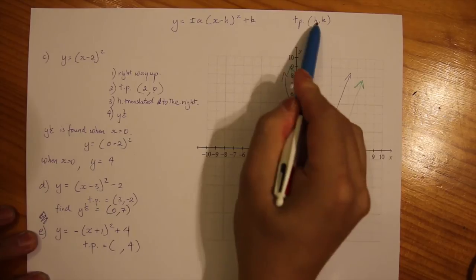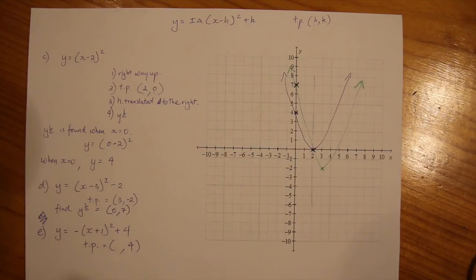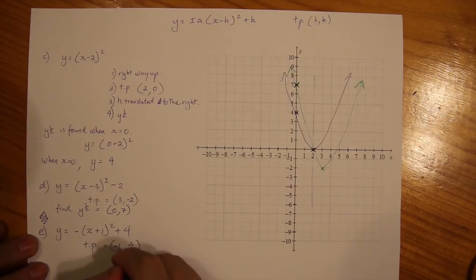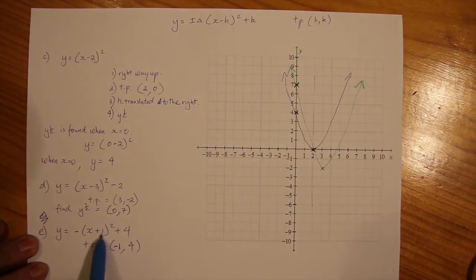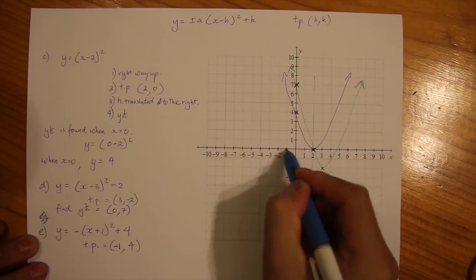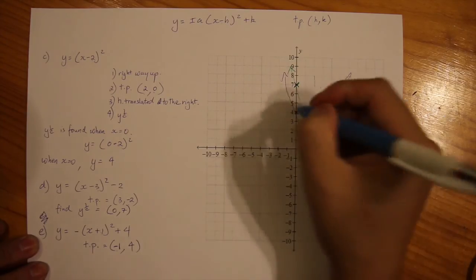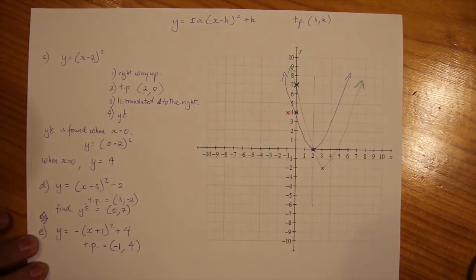Now the thing with h is because it's plus 1, it's always a really good trick just to remember to invert the positive to a negative, okay? Because negative 1 gives you your positive 1. So our turning point is when x is negative 1, y equals 4. So that's going to be our turning point there.